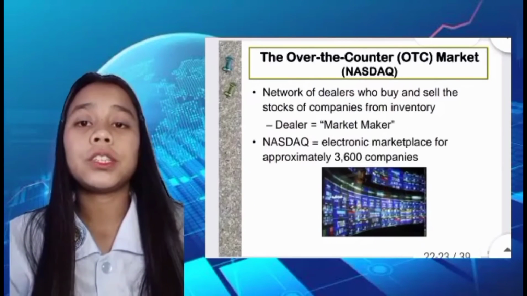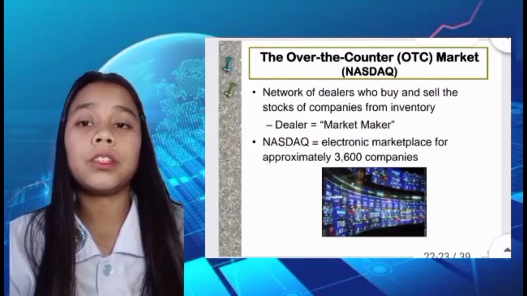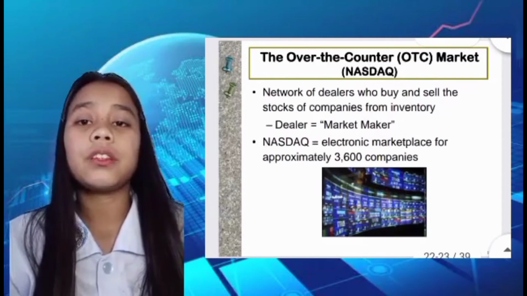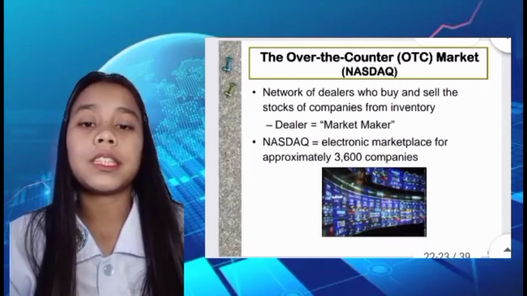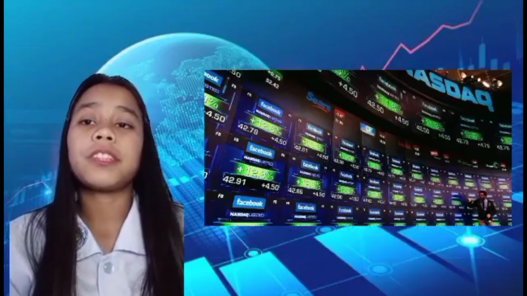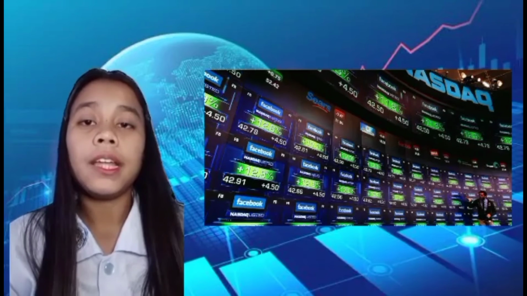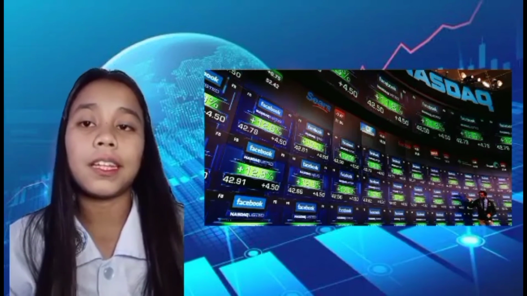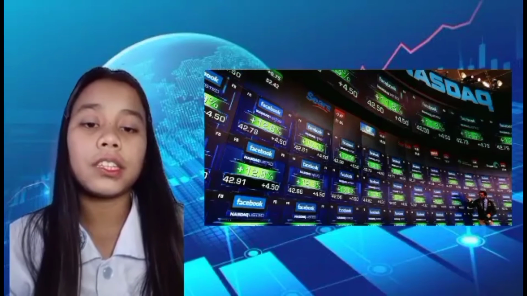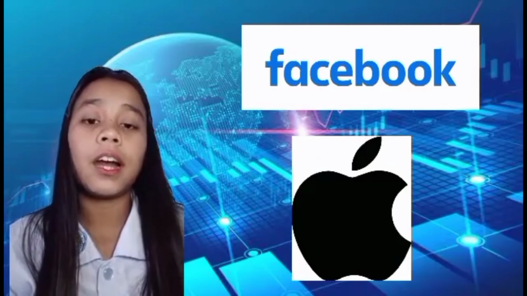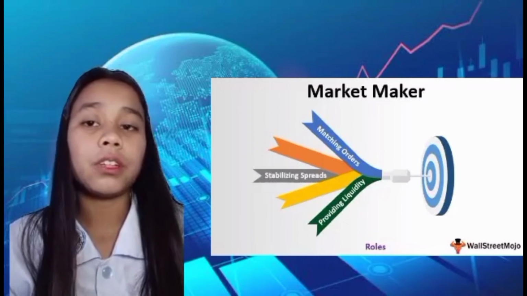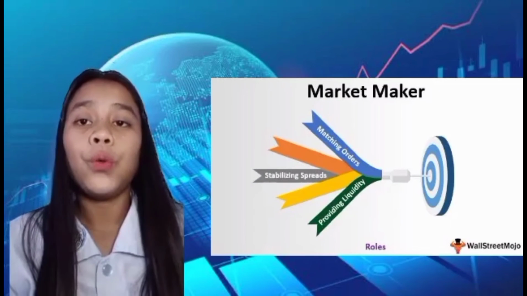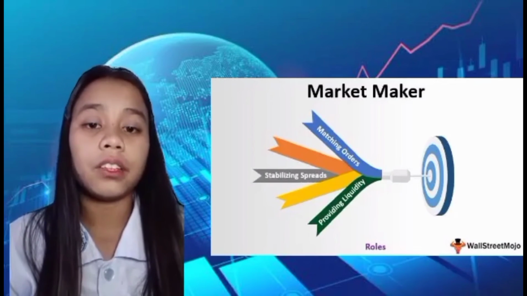Another one is the National Association of Securities Dealers Automated Quotation System, commonly referred to as the NASDAQ. It is the largest dealer market and the first electronic-based stock market. The NASDAQ is a sophisticated telecommunication network that links dealers throughout the United States. Many of the world's technology giants, including Apple and Facebook, are listed on the NASDAQ. At the NASDAQ, market makers maintain inventories of stock to buy and sell from their own accounts in transactions with individual customers and other dealers.